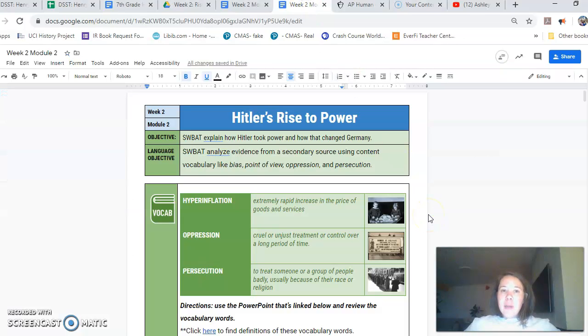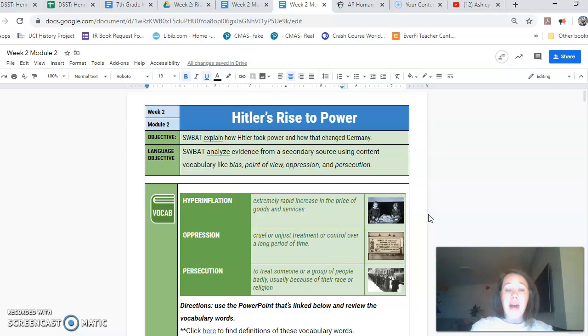Hi guys, and welcome back to week 2, module 2. This is Hitler's rise to power. In this lesson, our objective overall will be that social scientists will be able to explain how Hitler took power and how that changed Germany.